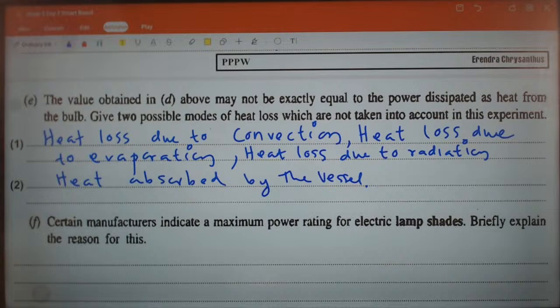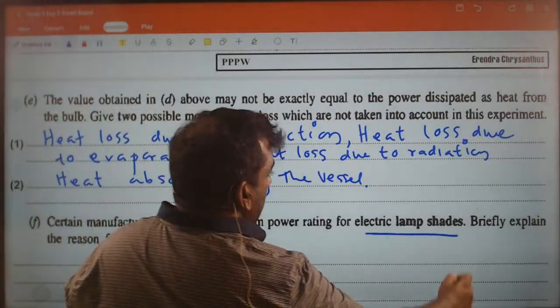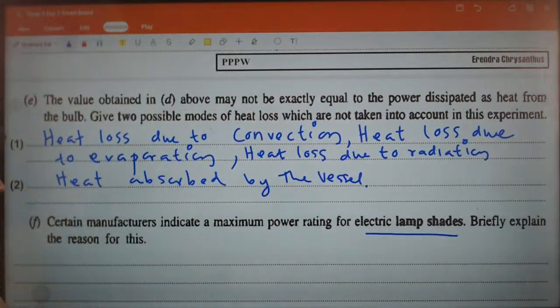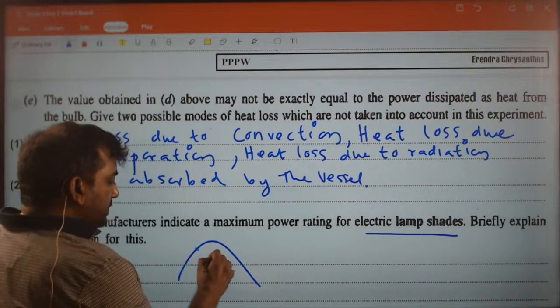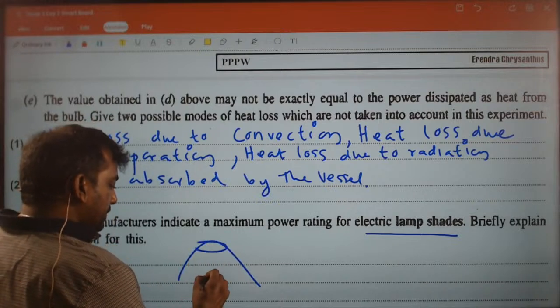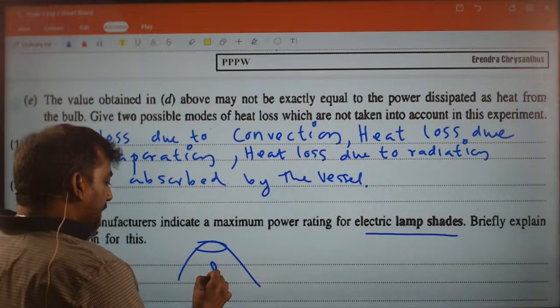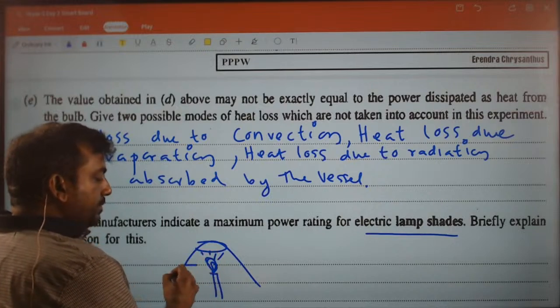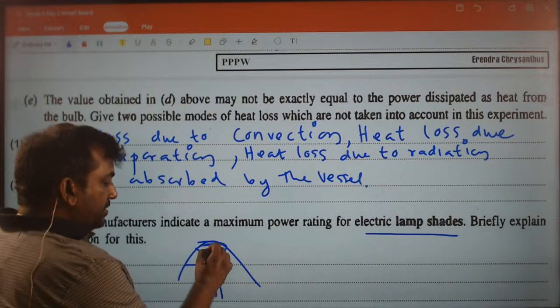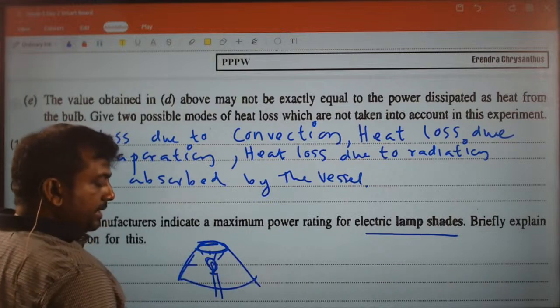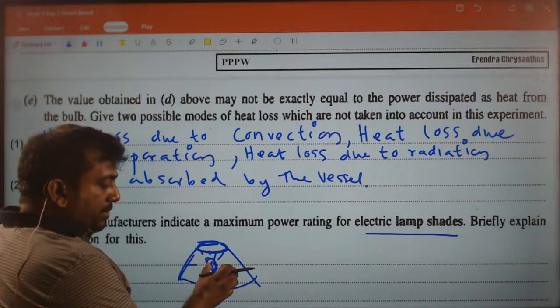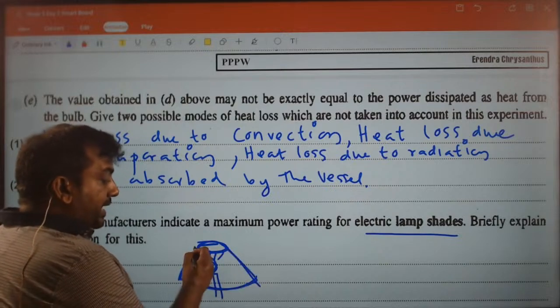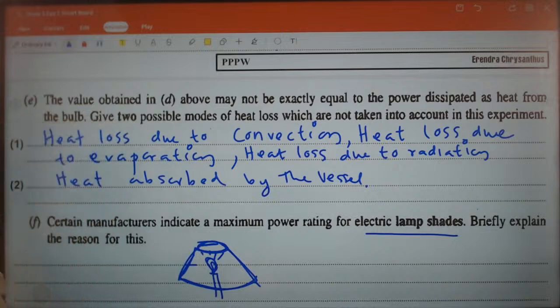Certain manufacturers indicate maximum power in electric lampshades. Briefly explain the reason why. So electric lampshades, if you all remember this, here the bulb is there. Bulb will give out heat. This heat is going to be absorbed by the lampshade. If there is no maximum power rating, the lampshade can catch on fire.